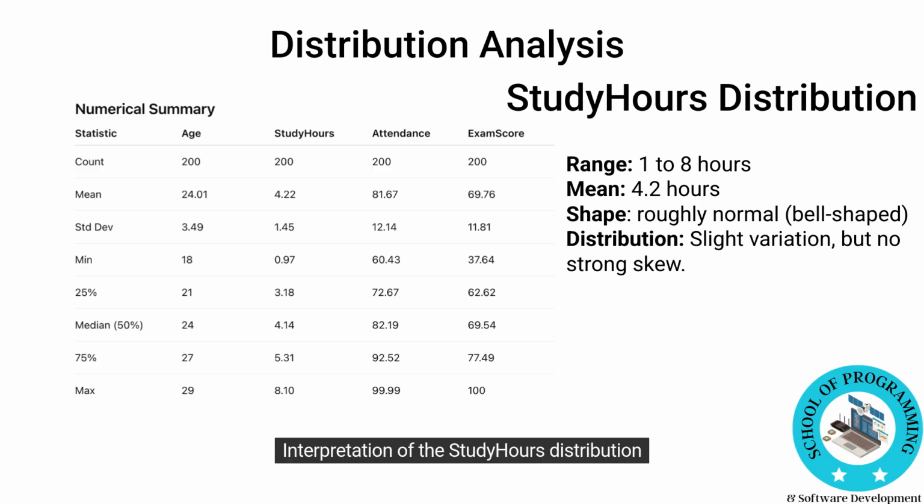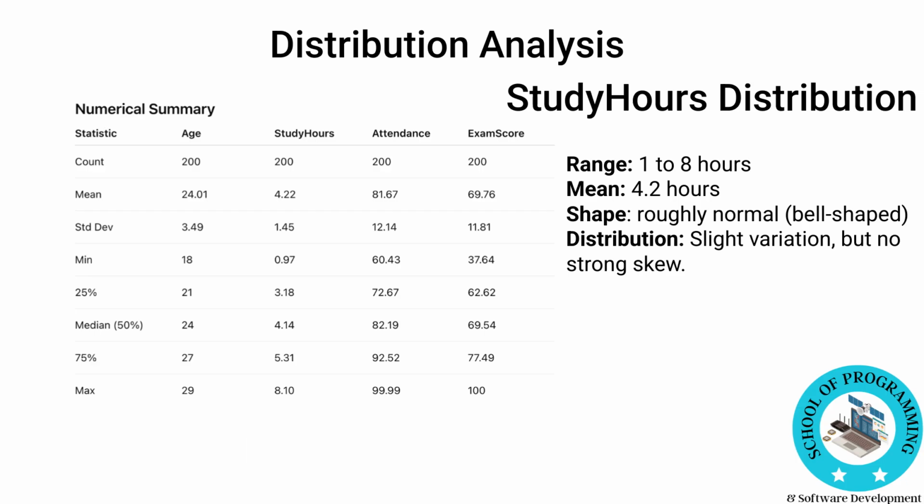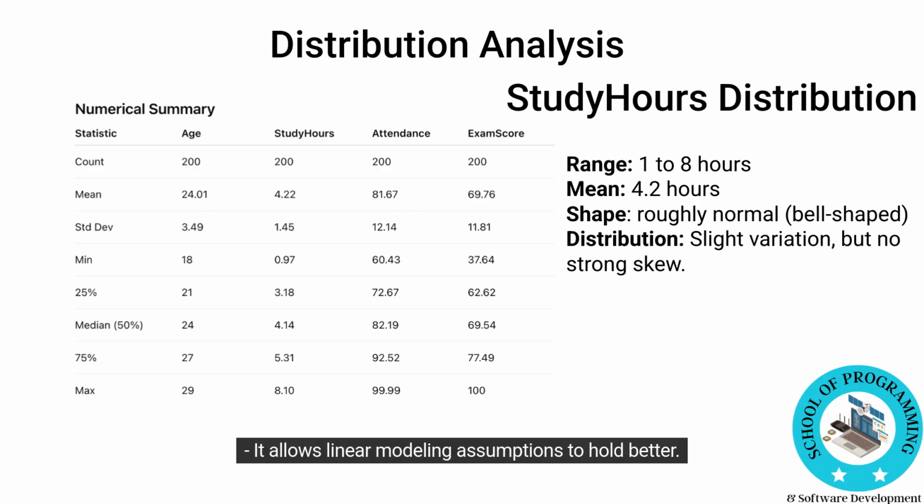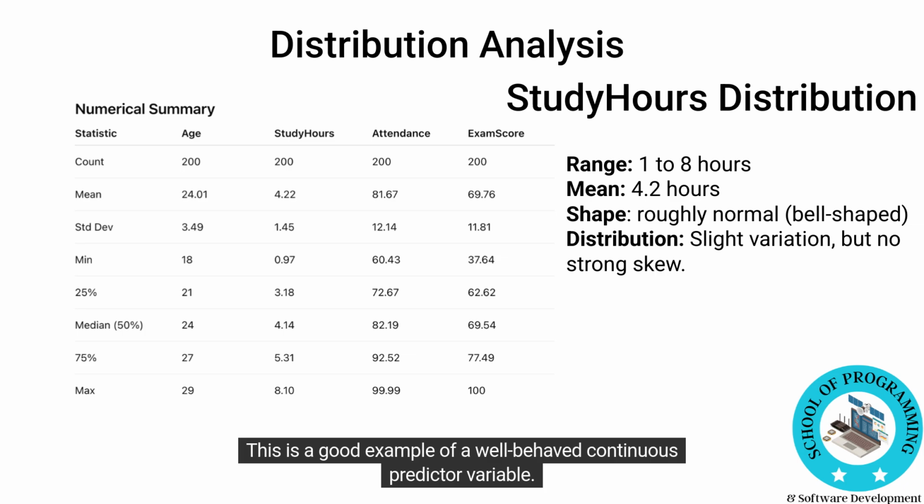Interpretation of the study hours distribution: study hours appear normally distributed. This is ideal for correlation analysis and regression modeling because it avoids extreme skew. It allows linear modeling assumptions to hold better. This is a good example of a well-behaved continuous predictor variable.